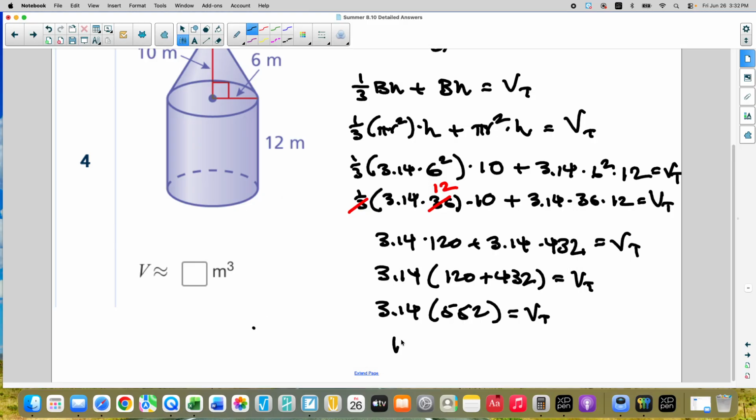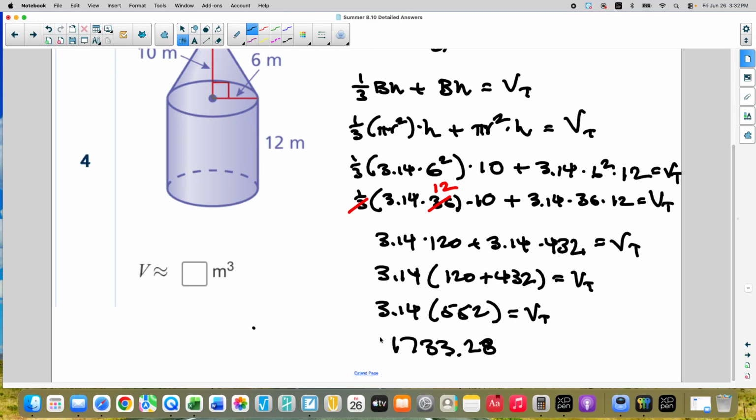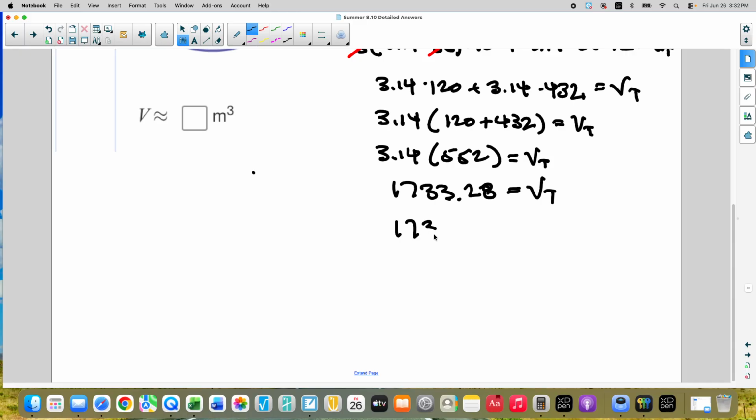1733.28. What are we rounding to? To the nearest tenth. 1733.3 meters cubed equals the total volume. The book says 17,342. A little bit off, but I like my answer.